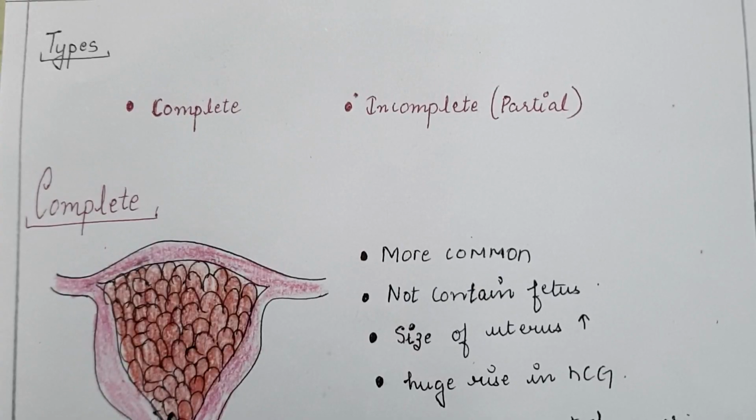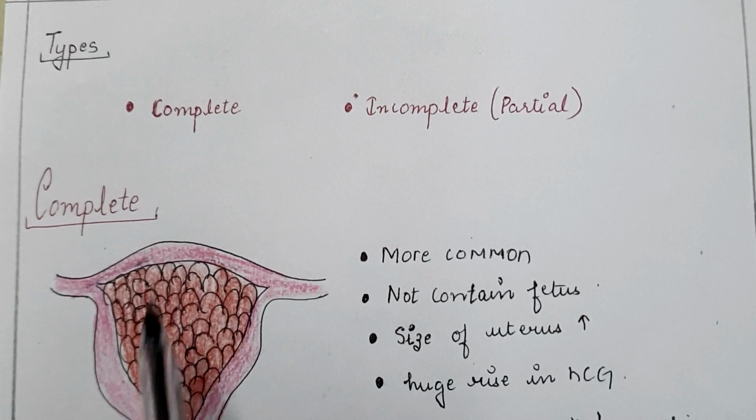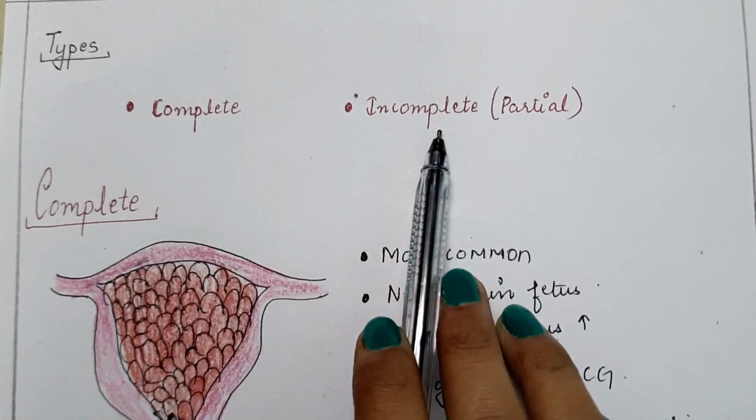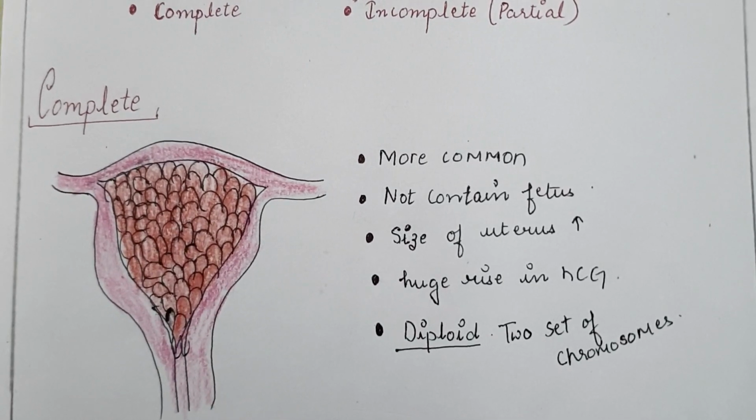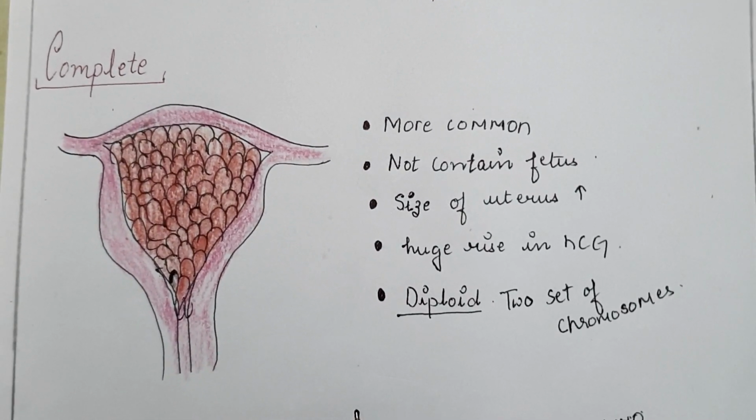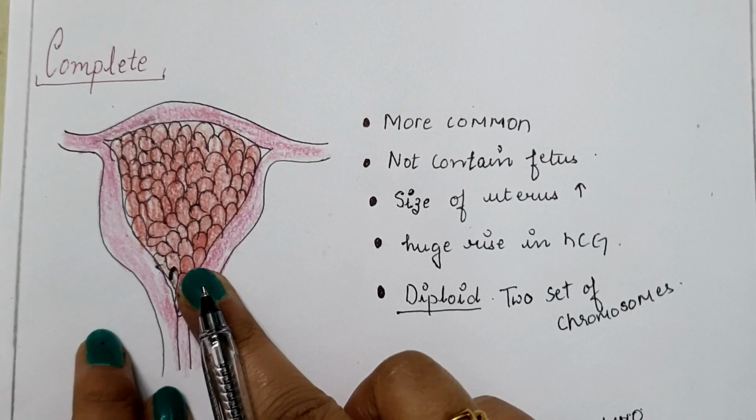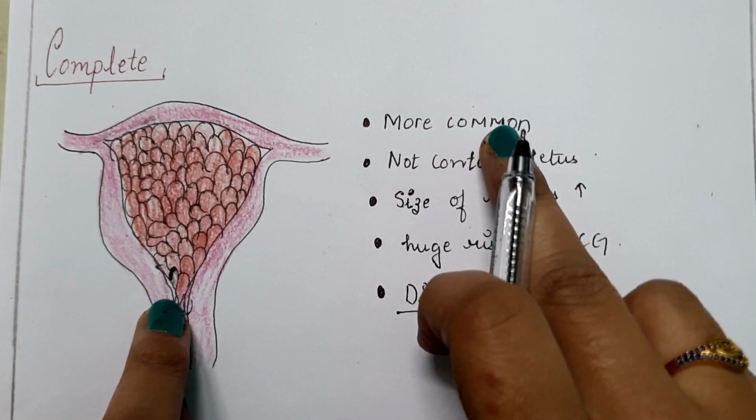Next are the types of hydatidiform mole. There are two types: complete hydatidiform mole and incomplete hydatidiform mole. First of all, I will discuss the complete hydatidiform mole. This is the diagram of complete hydatidiform mole. This type is more common.